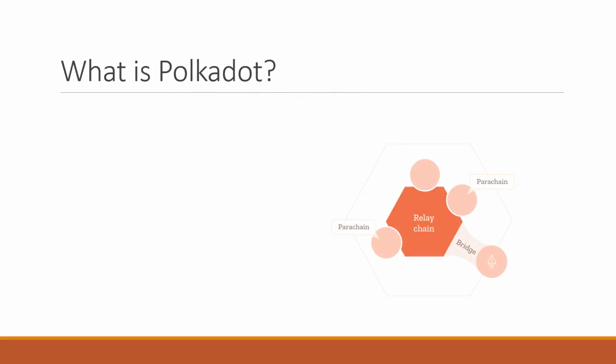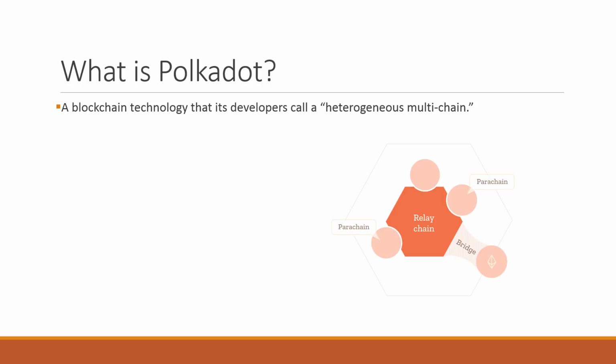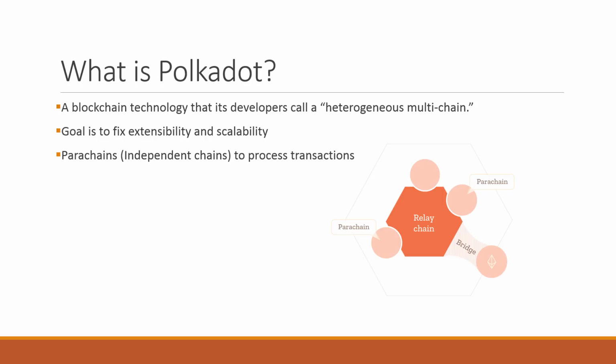What is Polkadot? It's basically a blockchain technology that the developers are calling a heterogeneous multi-chain blockchain. Its goal is to fix extendability and scalability issues in current blockchain technologies. They're utilizing parachains, which are basically small independent chains connected to a bigger relay chain to process different parts of the blockchain.